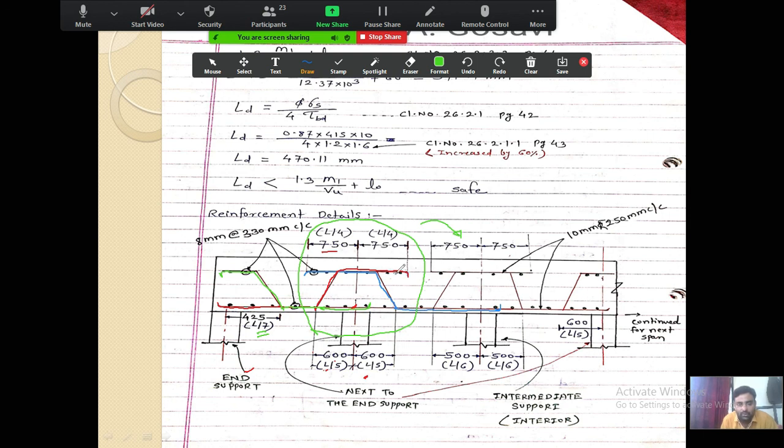So with this, our one-way continuous slab ends over here. Up till now we have studied the one-way slab and the one-way continuous slab. In the next lecture we will solve one more example of a one-way slab, and then we will go for the two-way slab. Okay, so right now we will stop over here.